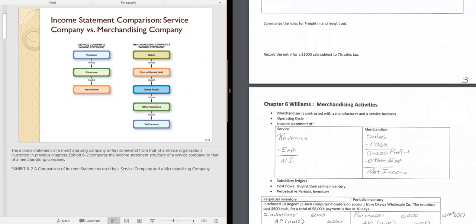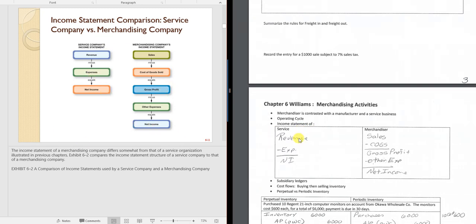So what happens is the income statement looks different for a merchandiser, a manufacturer, and a service business. I'm not going to put a manufacturer on this one because that's actually covered in managerial accounting, which is the next semester. So this is the first semester of accounting. The second semester of accounting gets into manufacturing, mainly because it's a longer operating cycle and has different types of inventories. But for a service business, that's basically this over here.